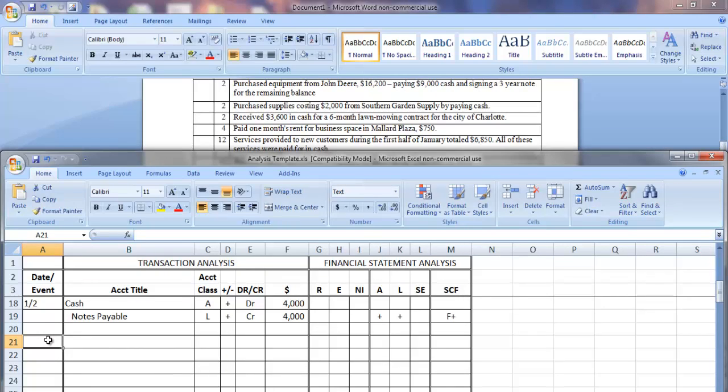All right, let's step through a couple more here. So next up, we have the transaction again on January the 2nd. It says purchased equipment from John Deere, $16,200, paying $9,000 cash, and signing a 3-year note for the remaining balance. So once again, January 2nd. If we break this one up, purchased equipment from John Deere, $16,200. Stop right there for a second.